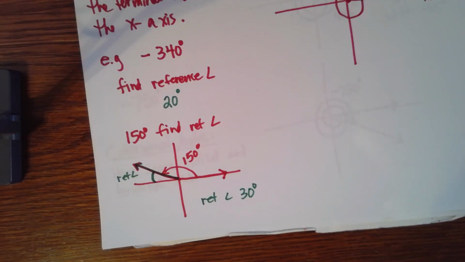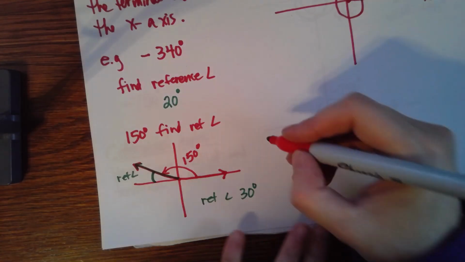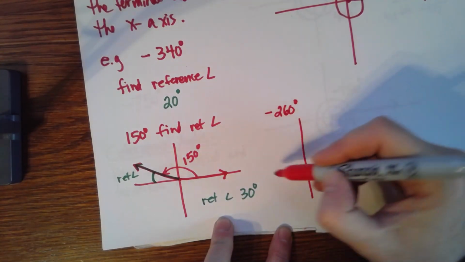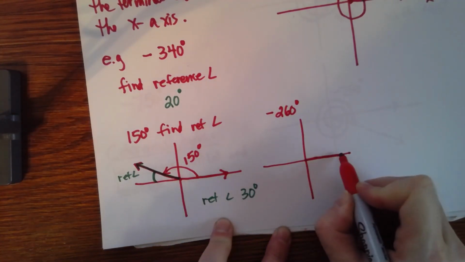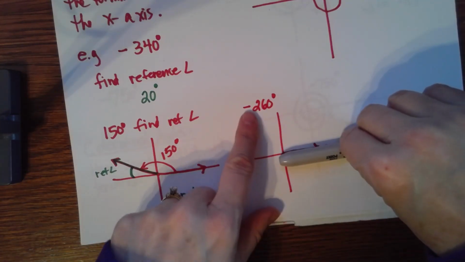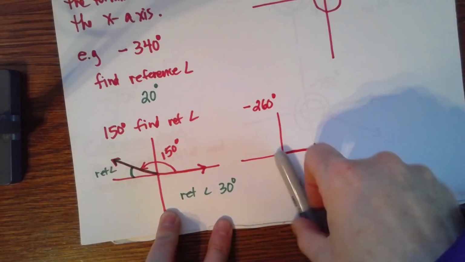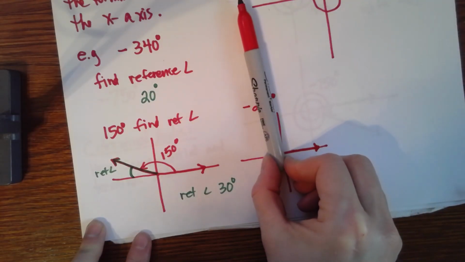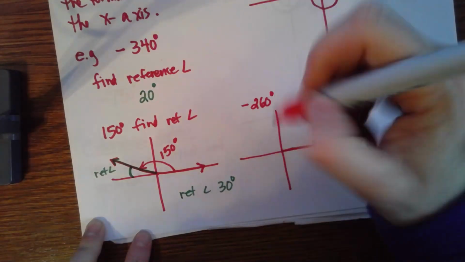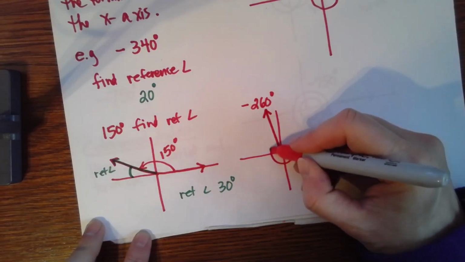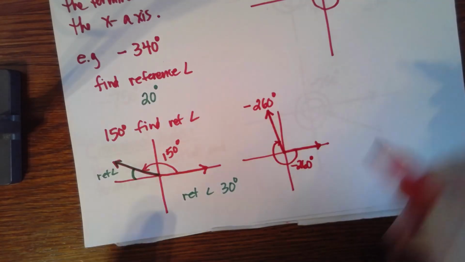Okay, let's do another negative one. So let's do negative 260 degrees. I put my initial side on the positive x-axis, and then I'm going to rotate negative. So I'm going to rotate 90, 180, and just before I get to 270, I'm going to stop. Okay, so I'm going to stop right here. That's going to be my terminal side. So there's my negative 260.